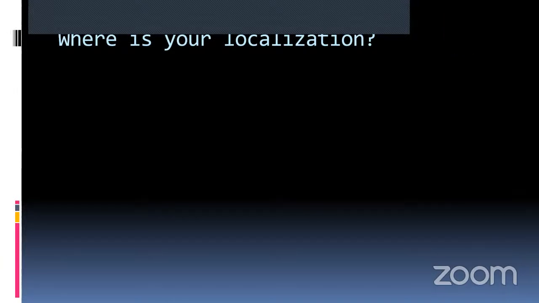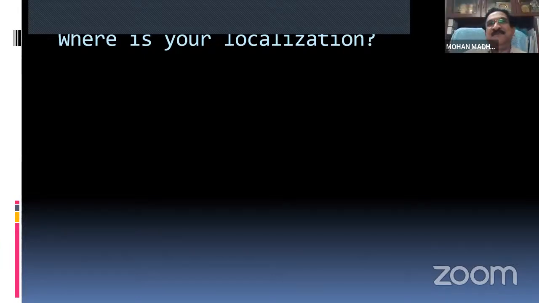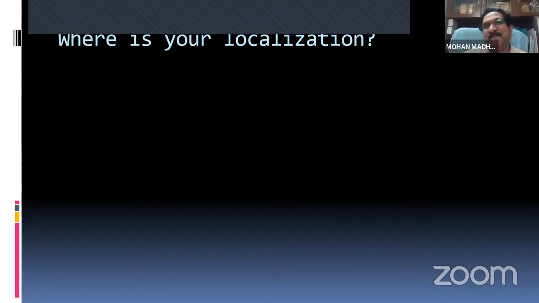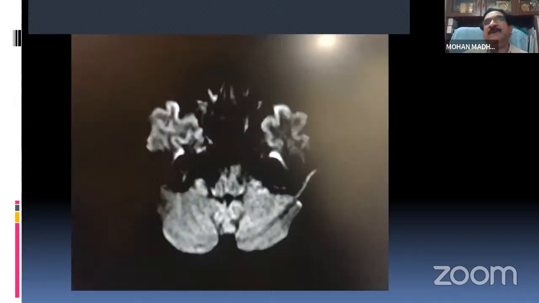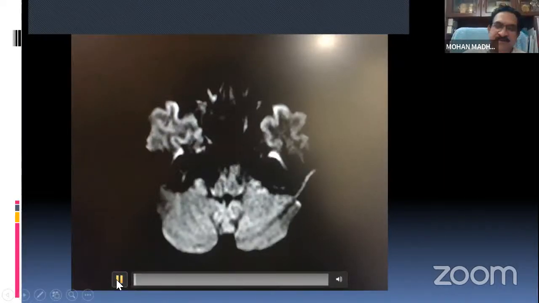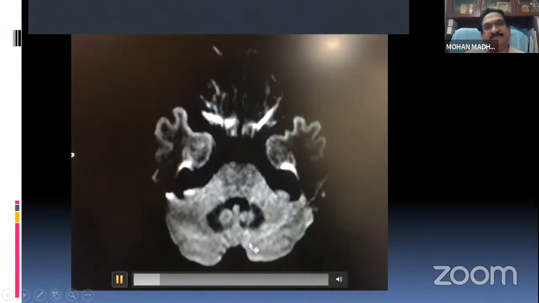Why don't we look for a gag reflex? Yeah, that we can definitely look for. In the acute case, the gag reflex may be absent. Gag reflex is not a reliable thing. Okay. So what do you want me to do? You can do an MRI. Okay, MRI. Brain.